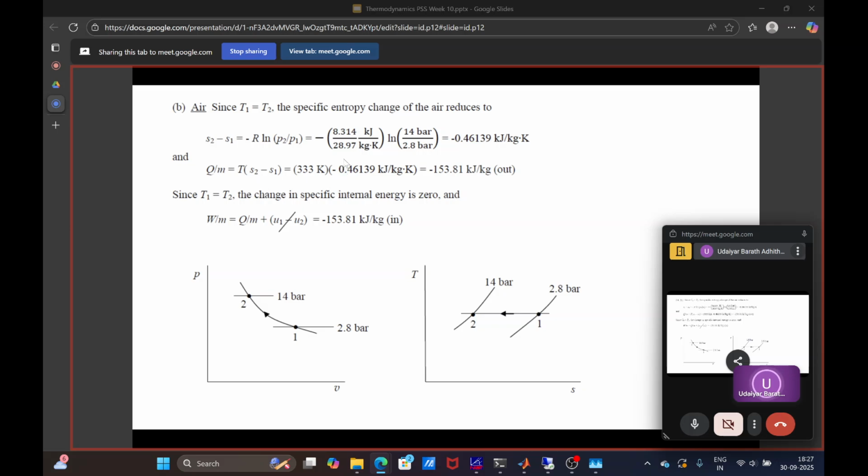So this is the amount of heat which has been rejected for air, and since your temperature is constant and we are assuming ideal gas, so Cv is constant, so U1 minus U2 will become 0. So whatever work is done is equal to whatever heat is rejected. So W is equal to Q, which is minus 153.81 kilojoule per kg. So this is the amount of work which is required to compress air.